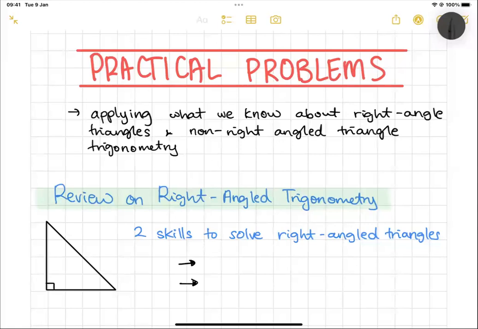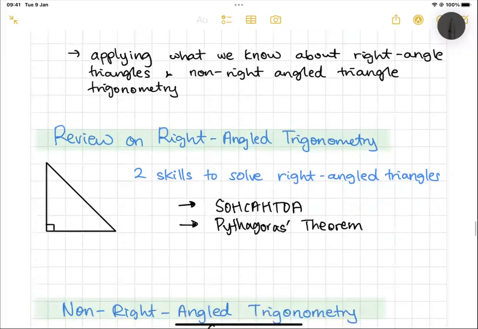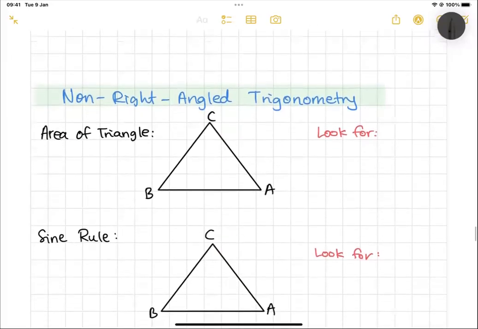So two skills for us to solve right-angled triangles. If we look back on the lessons for 3D objects and worded 3D problems, the first thing that comes to mind is SOHCAHTOA. SOHCAHTOA helps us find the angle or side. And the second skill is Pythagoras' theorem. Pythagoras' theorem helps us to find an unknown side. That's a small review for right-angled trigonometry.